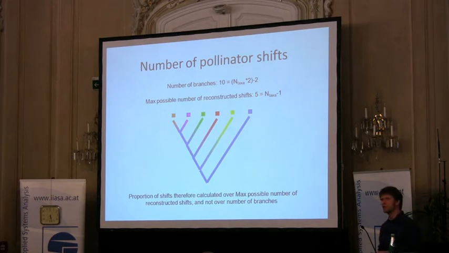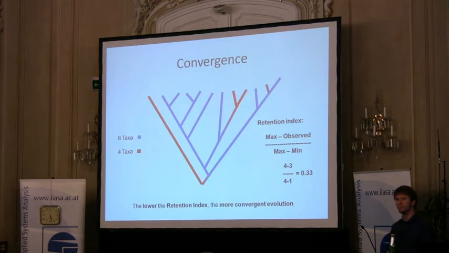So for the remainder of this talk, I'm not going to express pollinator shifts as a proportion of the total number of branches, which would be 10 in this case, but I'm going to express it as a proportion of the maximum number of shifts that you can reconstruct on the tree, which is the number of taxa minus 1.